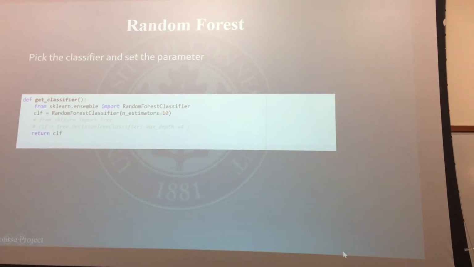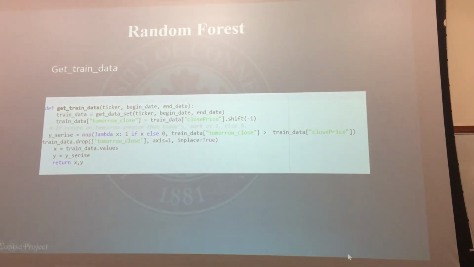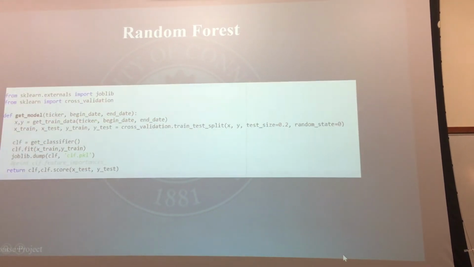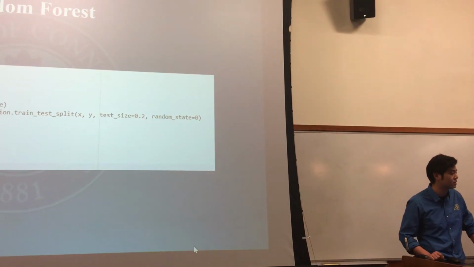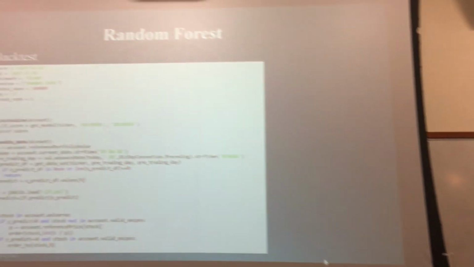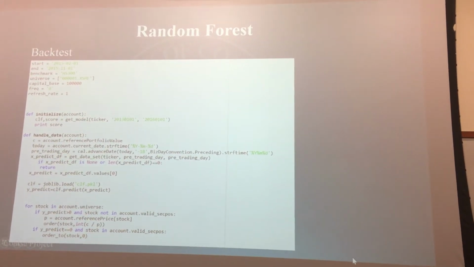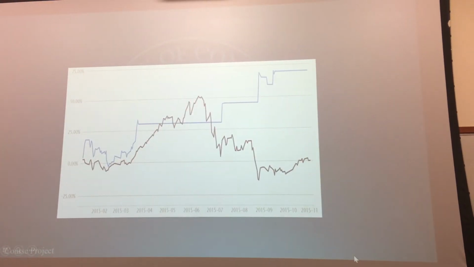We set estimators equal to 10. And then we got trend data. If the return tomorrow is greater than today, mark as 1, else we mark it as 0. And then we import cross validation and get this model. And then in the end, we get the back test. We use the 9 months in 2015, and then we get the result here.